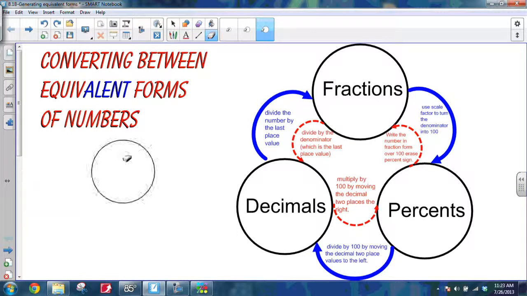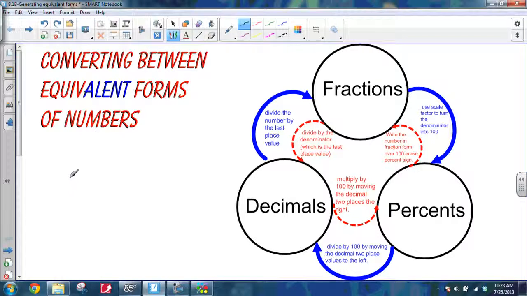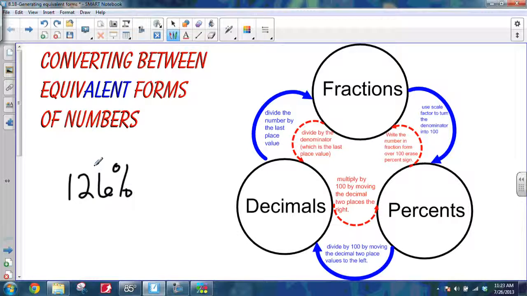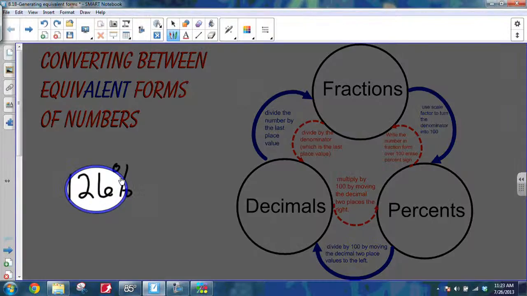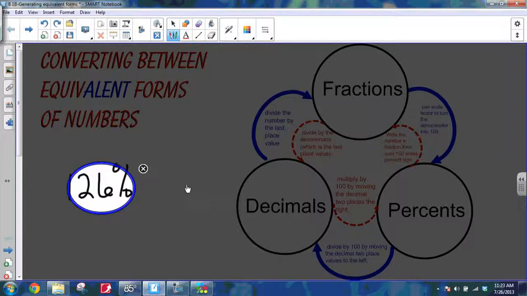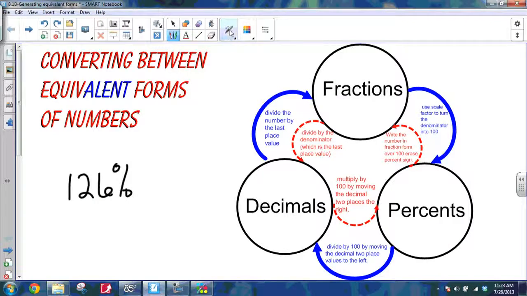Let's look at another example. What if I have 126%? Well, again, we ask ourselves the same question. Do we see a decimal? And if we don't see a decimal, our decimal is hiding behind the last digit of our number. So our decimal is hiding behind the 6 in this case. So let's put our decimal in, and we have to move it 2 times to the left. So 1, 2. So our decimal equivalent is 1.26.